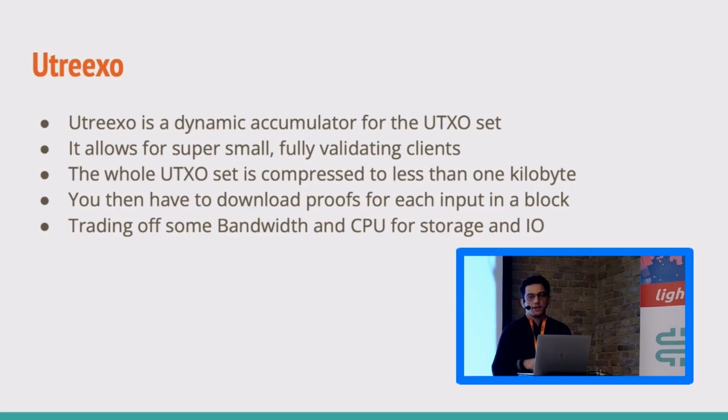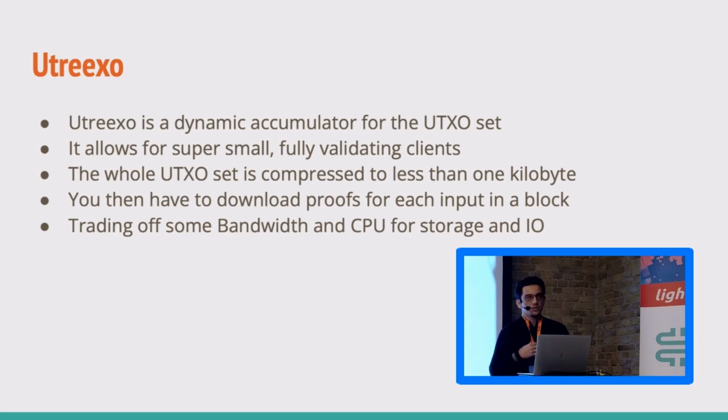So Utreexo is a dynamic accumulator. That means rather than having the full UTXO set, you have a small representation of it. How small? Less than 1 kilobyte. And whenever someone is trying to claim that some UTXO was in the UTXO set, they have to give you a proof that the UTXO was in the UTXO set. That proof is just a bunch of hashes, and as long as the proof is valid, then you are 100% sure that the UTXO was in the UTXO set, so you can accept that.